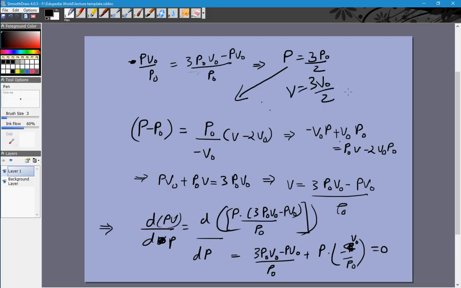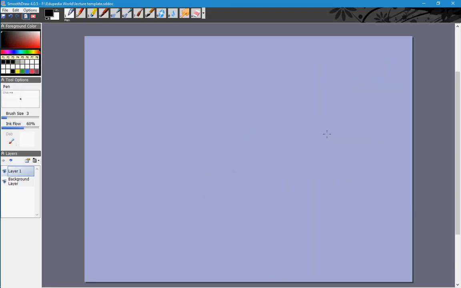And with these two we can easily calculate the temperature, that is PV by NR, that will be 9 by 4 P naught V naught by NR, which gives me option 1. Let's look at the next one.